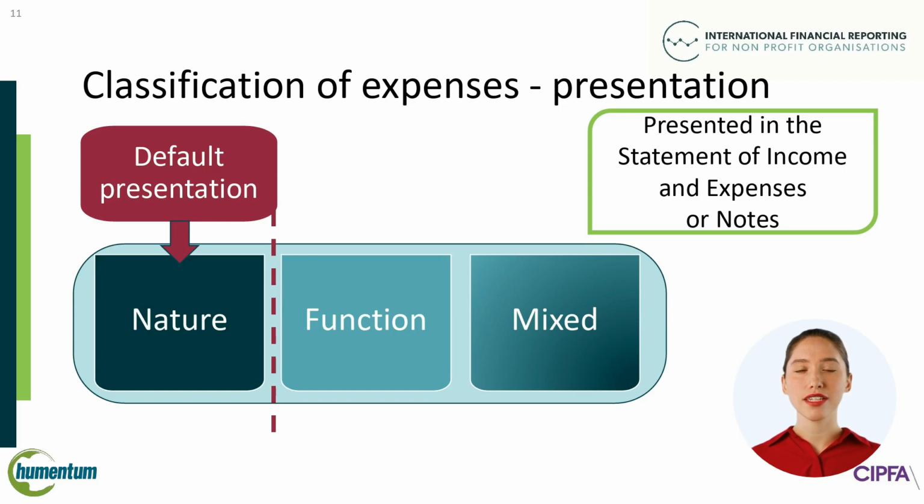Whichever classification method is used, NPOs can choose to present the information either on the face of the statement of income and expenses or in the notes to the financial statements.